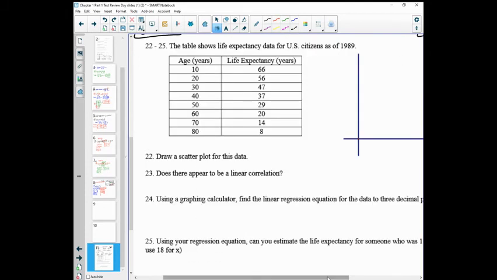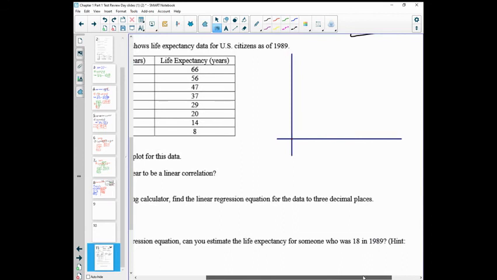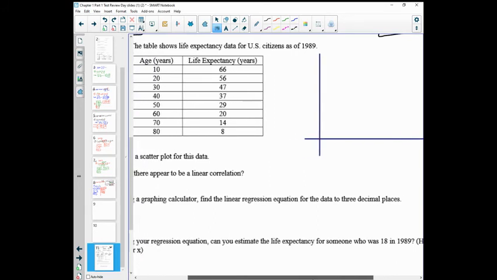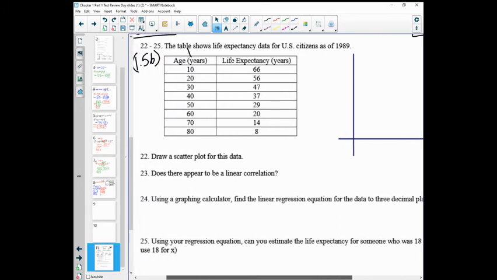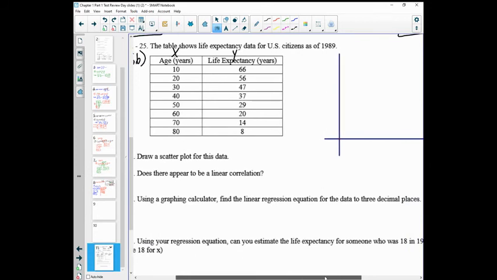On the last part of your test review, questions 22 through 25 refer back to scatter plots and regression equations from section 1.5b. Question 22 states, draw a scatter plot for this data. And you guys have some space provided over here so you can draw your scatter plot. Before we start to draw it though, we're going to label what the axes are going to be. X always comes first, which is age, and life expectancy is the second column, which is Y.